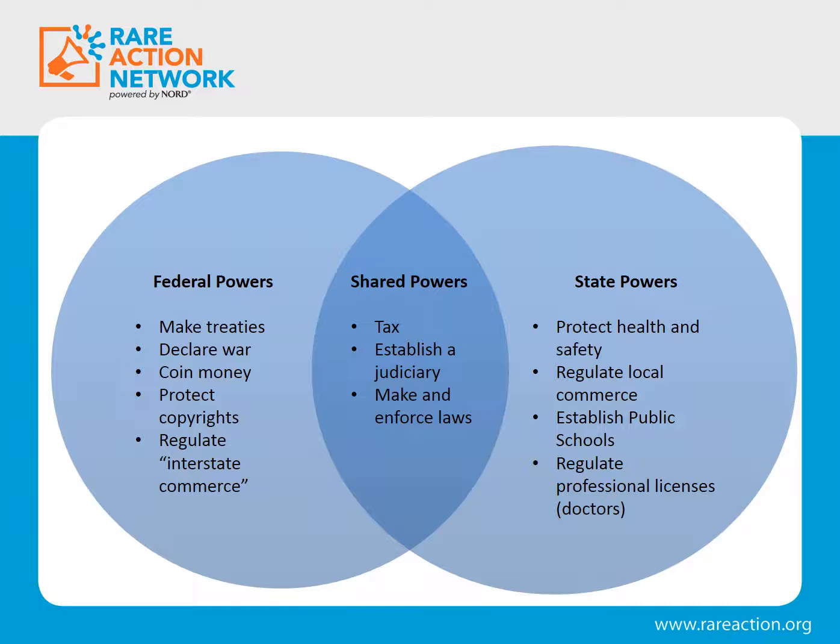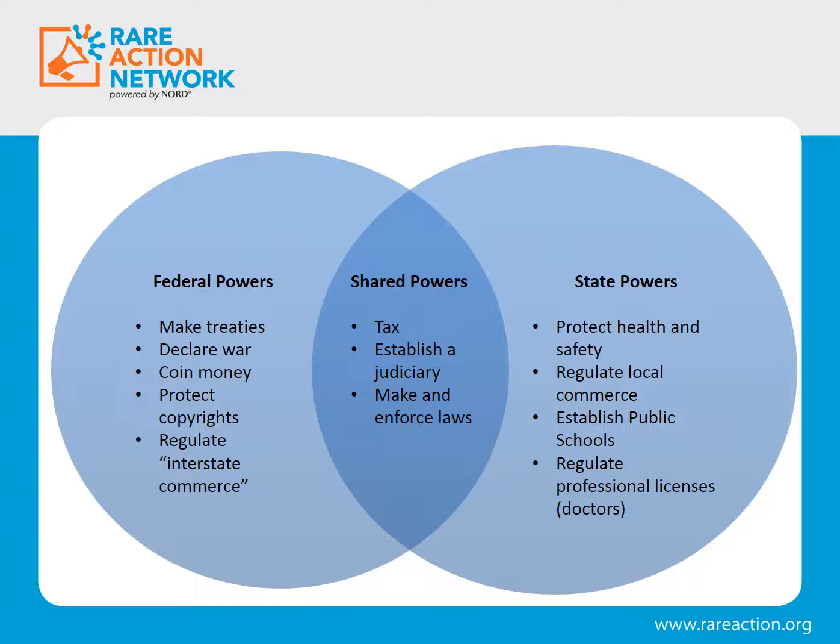This Venn diagram provides an overview of the different authorities that exist under federal power or state power. For example, only the federal government has the authority to make treaties. Only the federal government has the authority to declare war. In addition, only the federal government can coin money, protect copyrights, and regulate commerce between the states.